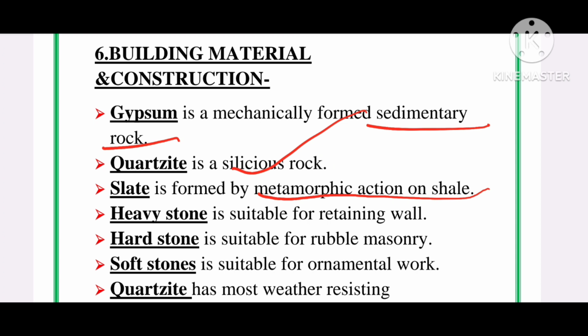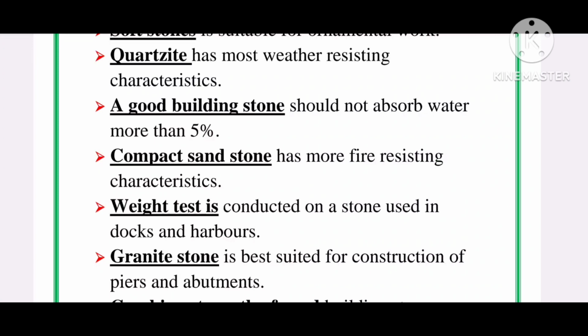Next, heavy stone is suitable for retaining walls, and hard stone is suitable for rubble masonry. Soft stone is suitable for ornamental works. Quartzite has the most weather resisting characteristics.